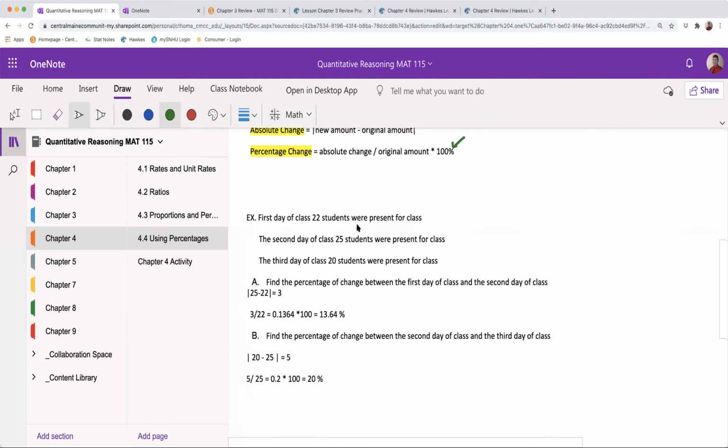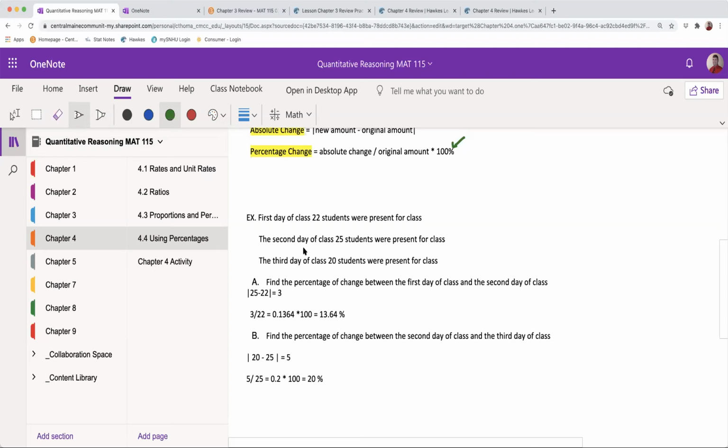So say our first day of class, 22 students were present for class. And this typically happens because there's always one or two that forget the semester has started. And then by the second day of class, everyone shows up.